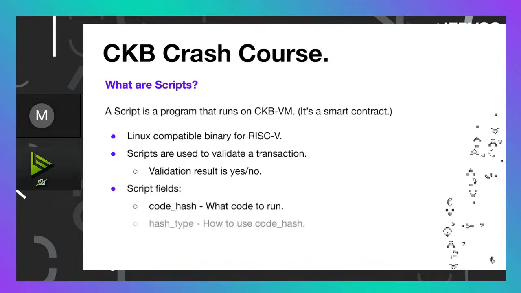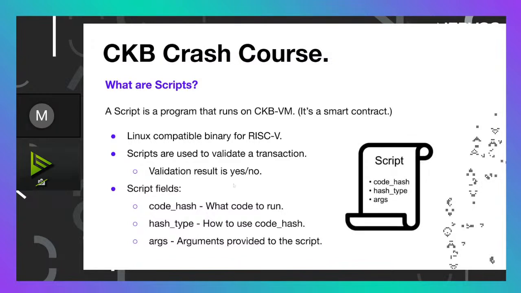A script actually has 3 fields. It has a code hash and a hash type. These are used to indicate what the code is that needs to be run. And arguments, which are provided to the script. These are arguments to basically the smart contract that tell it something about what it needs to do.